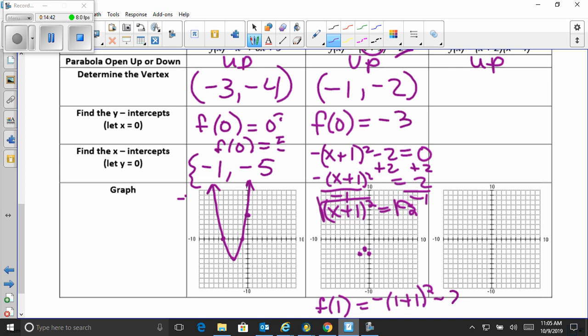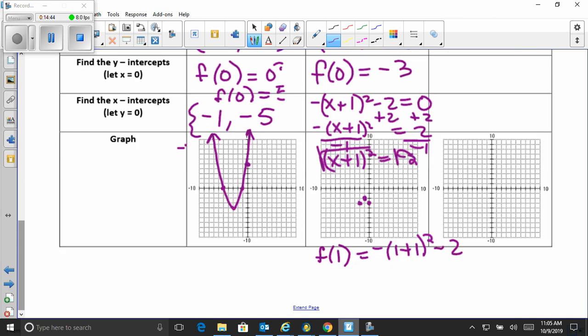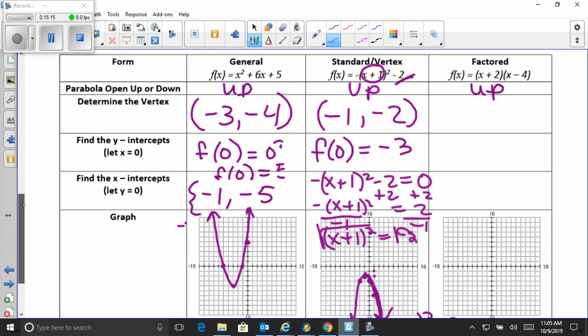-(1 plus 1) squared minus 2. So that's going to be -(2) squared minus 2, that's in parentheses. So it's going to be -4 minus 2. So at +1, we have -6. 1, -6. 1, 2, 3, 4, 5. That's pretty easy. Probably one of the easier ones to do, especially because you have the vertex.